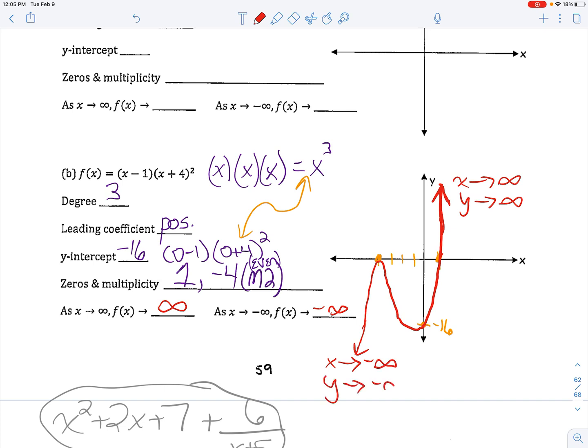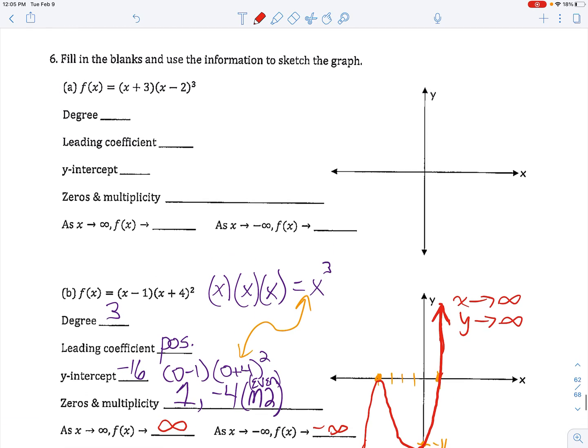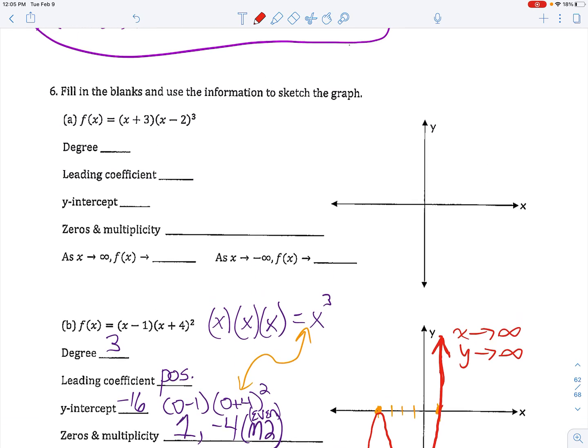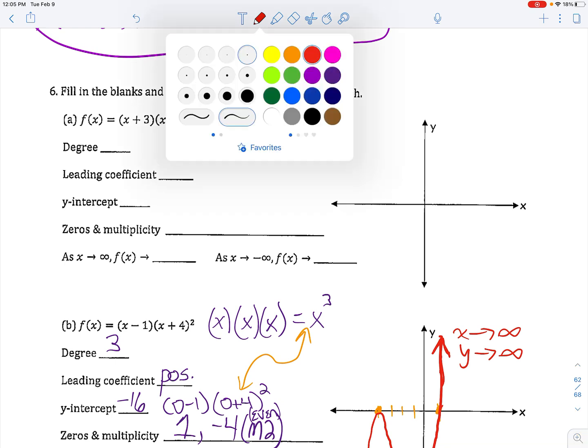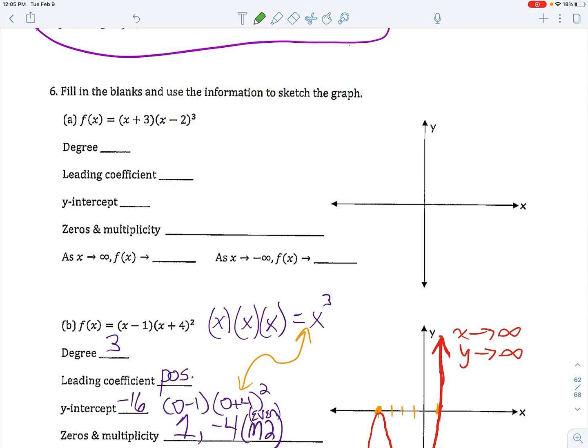So I'm just going to note this for you guys, right? This is x going to infinity, and in that scenario here, the y is going to infinity. Over here, the x is going to negative infinity, and as x does that, the y is going to negative infinity also. All right. So that's one with even multiplicity. Let's do odd here. We'll do an odd one.